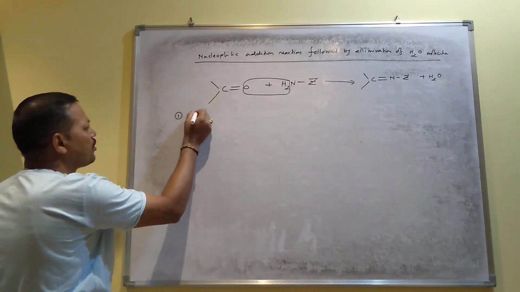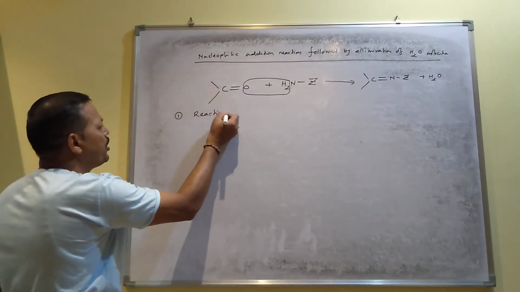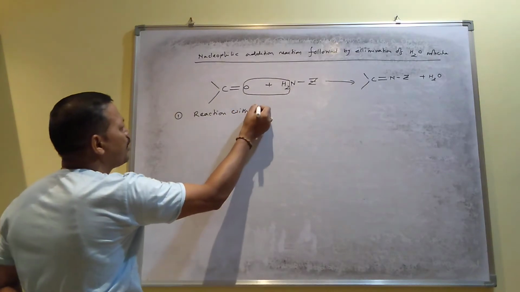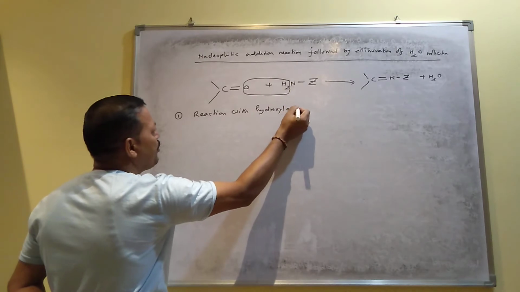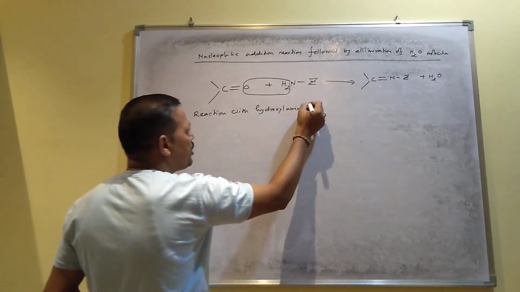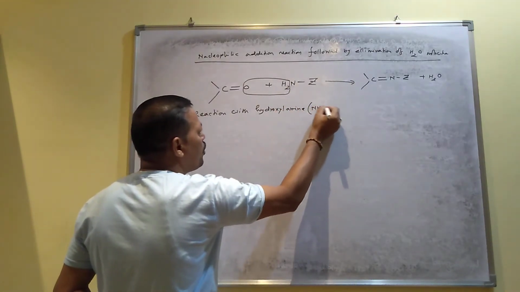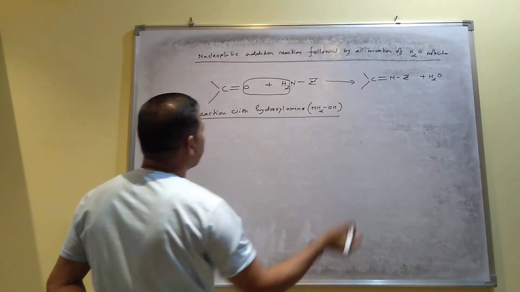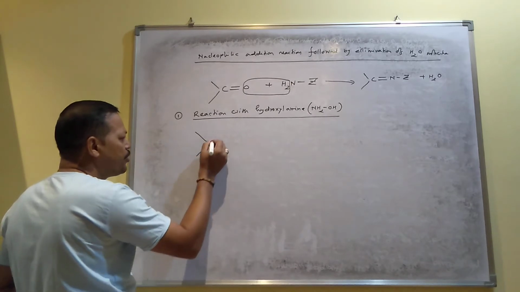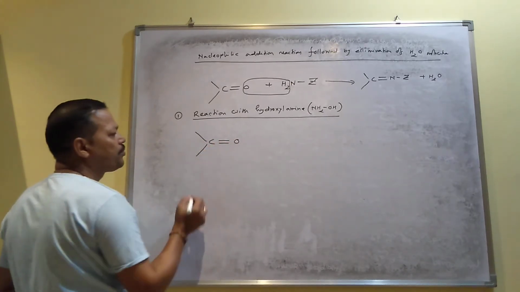Number 1, reaction with hydroxylamine. Hydroxylamine is one example of an ammonia derivative and its formula is NH2OH. One hydrogen is replaced by an OH group. So this is your aldehyde or ketone carbonyl compound.